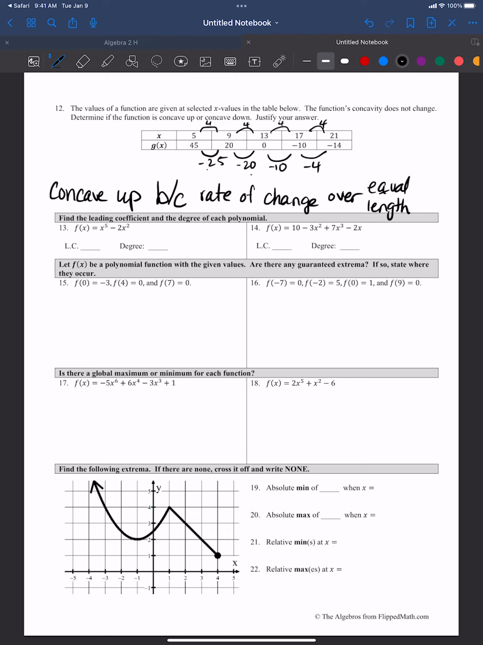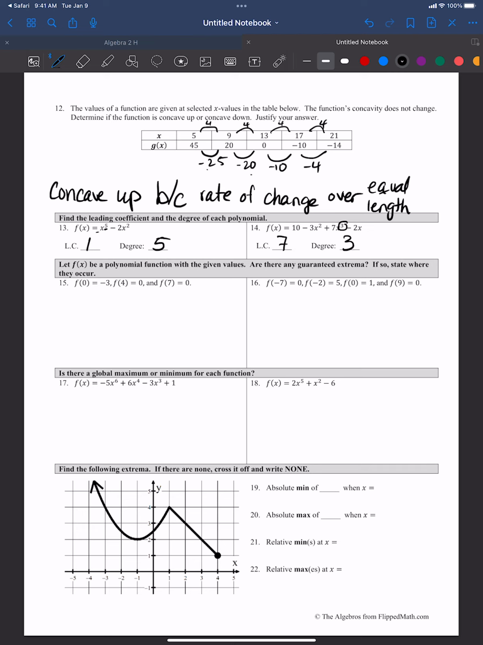So the next thing is finding the leading coefficient and the degree of each polynomial. My leading coefficient, remember, you have to make sure that it is in standard form, meaning that your largest exponent is in the front. So here my coefficient is just 1 and my degree is 5. Now here I have to make sure that I'm looking at the largest exponent, which is over here, which is a degree of 3 with a leading coefficient of 7.